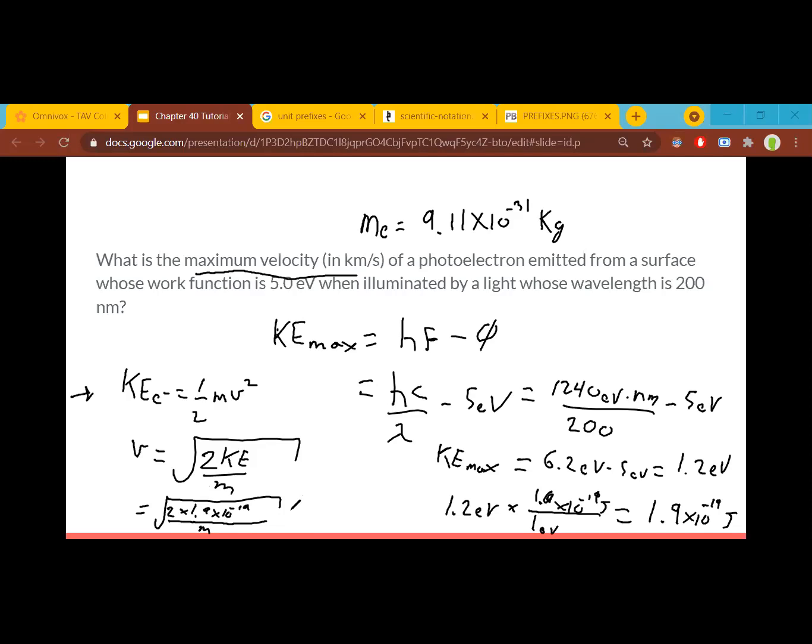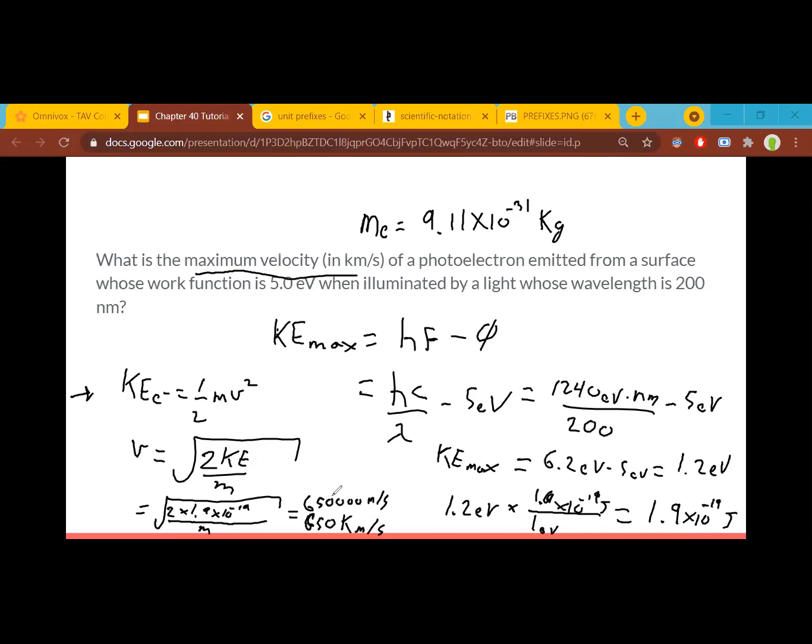I'm going to go on my calculator and do it to show you: 1.9e to the negative 19 divided by 9.11e to the negative 31. You should get about 650,000 meters per second. And you're asked to make it kilometers per second for the answer. So if you want to do kilometers per second, you just bring it down. You take off 3 zeros and call that a kilometer, because 1 kilometer is 1,000 meters.